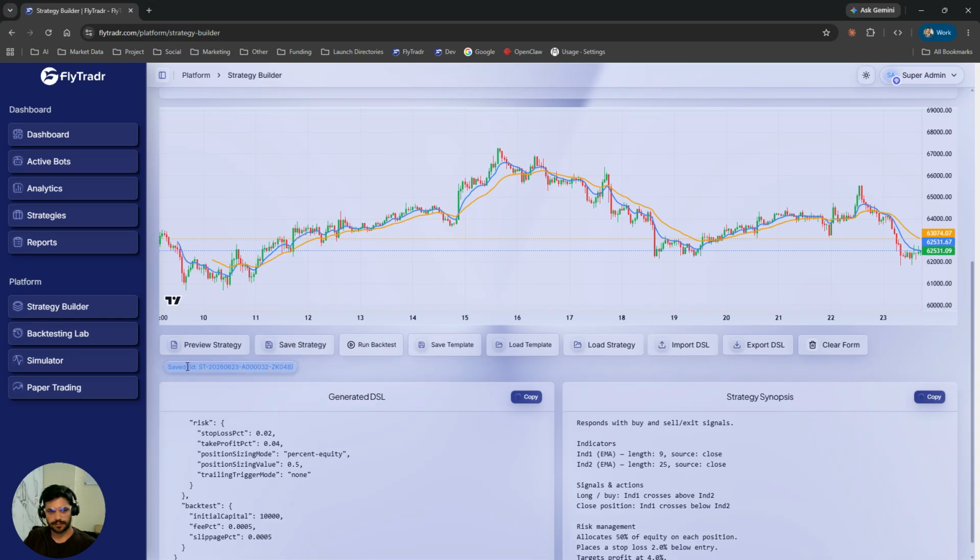Your strategy will be saved. You'll be given a strategy ID. This is a unique ID assigned to this strategy. This will not be repeated by any strategy or any user. So this remains dedicated to this particular strategy, and it will be available now in the strategies page.